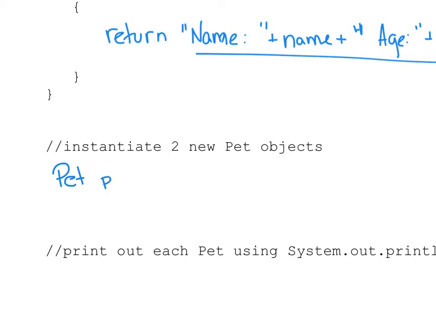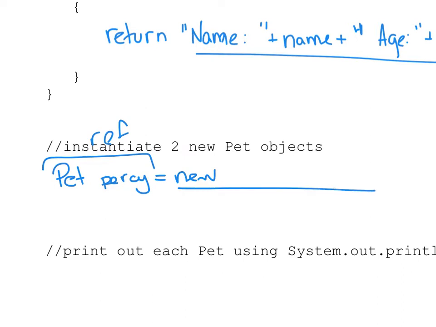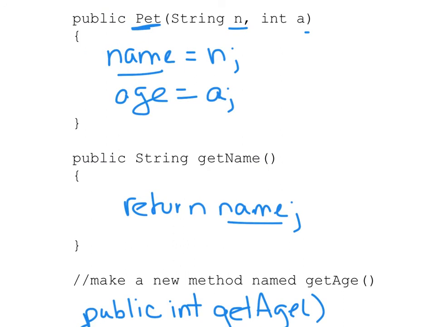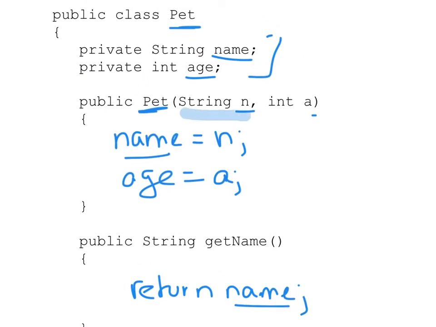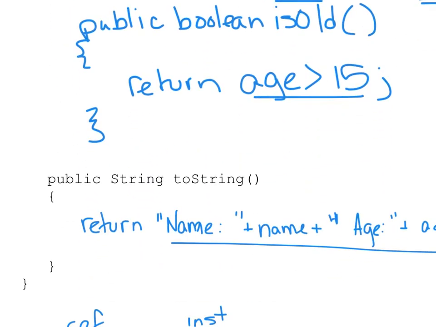Okay, so my dog's name is Percy. Remember, you have to put new. So this is the reference type, and then this side is the instantiated type. After that, we have to write the name of the class, and then the two parameters that are in the constructor. The constructor up here, all the way up here, this is the constructor. It has two parameters. So you need to have two parameters when you're instantiating any object here.